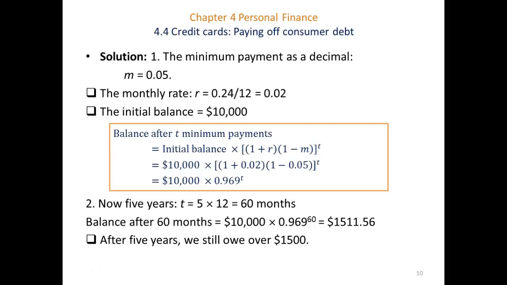2. Now for 5 years, t is equal to 5 times 12, equals 60 months. The balance after 60 months is equal to $10,000 times 0.969 to the power of 60, which is equal to $1,511.56. After 5 years, we still owe about $1,500.